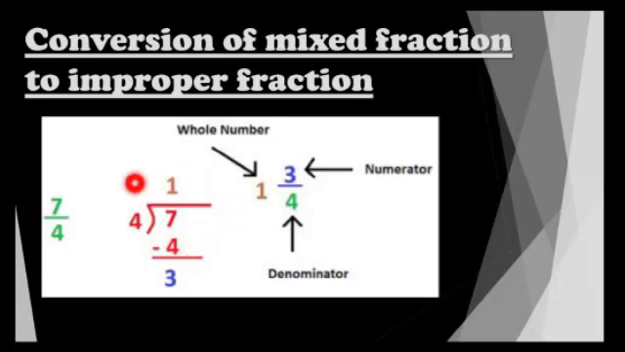Now we can write the quotient, divisor and remainder in mixed fraction form. The quotient will be written as the whole number, the remainder will be written as the numerator, and the divisor will be the denominator. In that way we can write the mixed fraction after dividing the numerator by the denominator. So here we get 1 and 3 by 4.